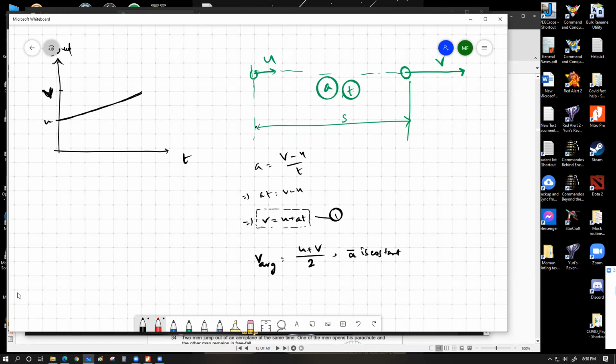So within a time of t, this is our t time. I can actually name this as time. This is the total amount of distance that was covered. So this is the trapezium that we have.